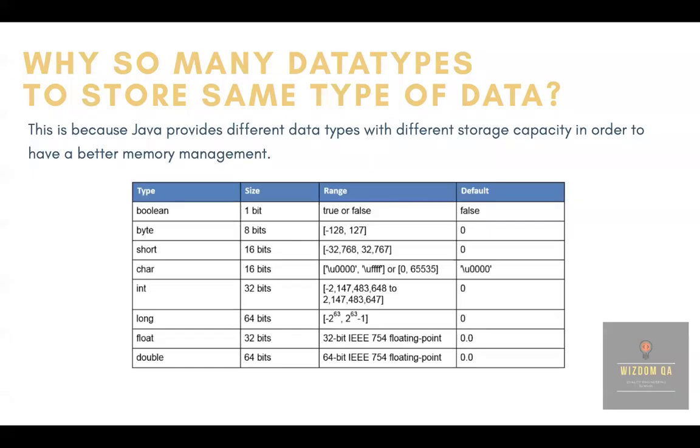So why so many data types? I have explained that there are different ranges for different data types. That's the reason why there are 4 different data types to store the same kind of integer. Based on your requirement, you will choose the right data type. So we have seen that part.